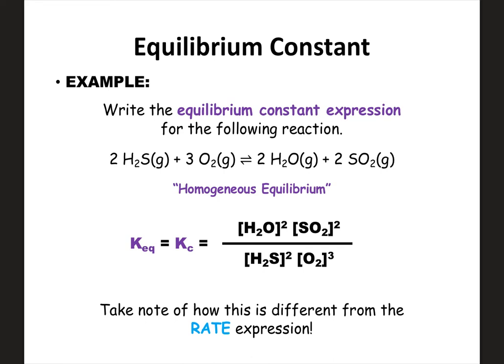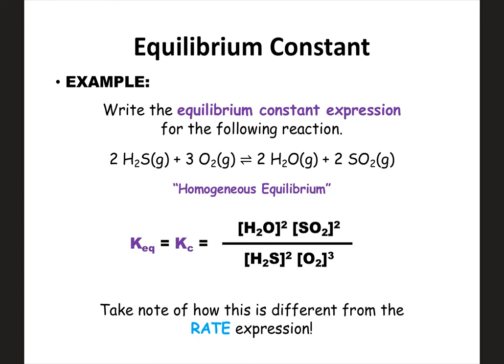All right, so products over reactants. So we have the concentration of H2O squared times the concentration of SO2 squared. Both of them have 2's in front, so that's why we're raising each of those to the power of 2. Remember, products on top over your reactants, concentration of H2S squared times concentration of O2 cubed. All right, they're all gases, so they all get included here in the equilibrium constant expression. Just note how this is different from writing a rate. Remember, in a rate law, you'd have rate equals K times the concentration of your reactants.